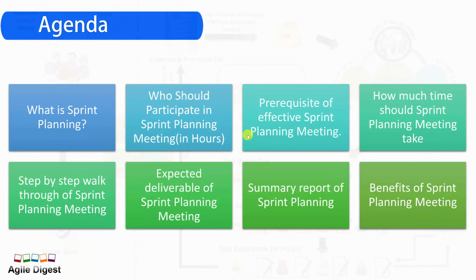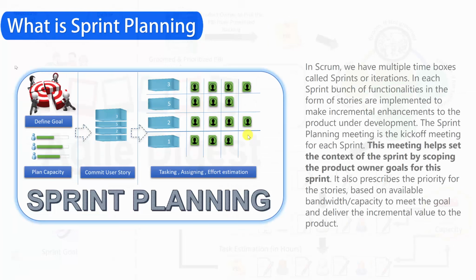And talk about what is sprint planning. So what is sprint planning? So sprint planning we actually do for all sprints. Before starting the sprint, we need to define the context of that sprint. We need to define the scope of that sprint, where we are making a bunch of stories or product backlog items to make a potential increment to our product. So this meeting is actually defining the scope.